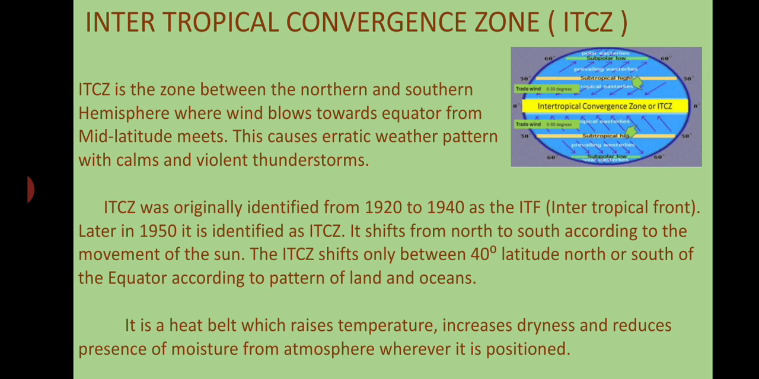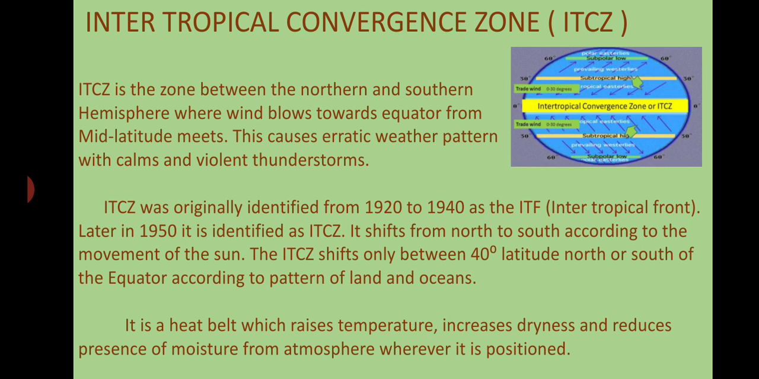ITCZ was originally identified from 1920 to 1940 as the ITF, Intertropical Front. Later in 1950, it is identified as ITCZ. It shifts from north to south according to the movement of the sun. The ITCZ shifts only between 40° latitude, north or south of the equator, according to the pattern of land and oceans.